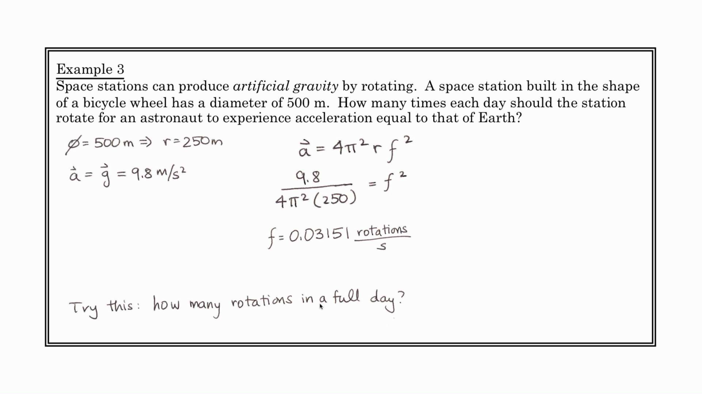Try it on your own. How many rotations will it take in a full day? Unit conversion question. The answer is 2,723 rotations, and it'll give you the same acceleration as Earth.